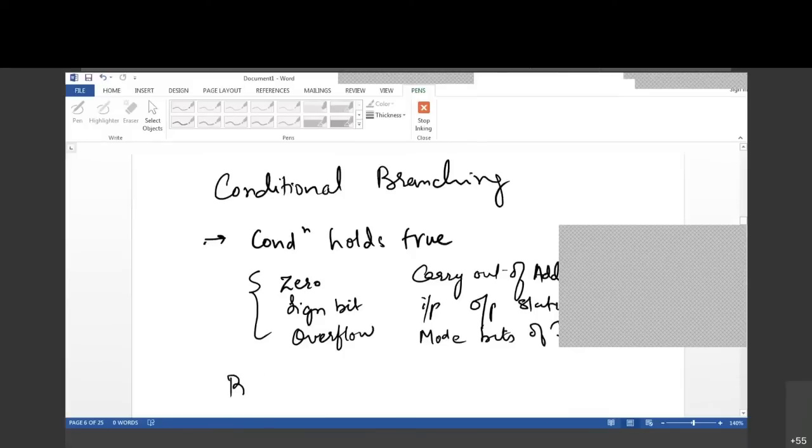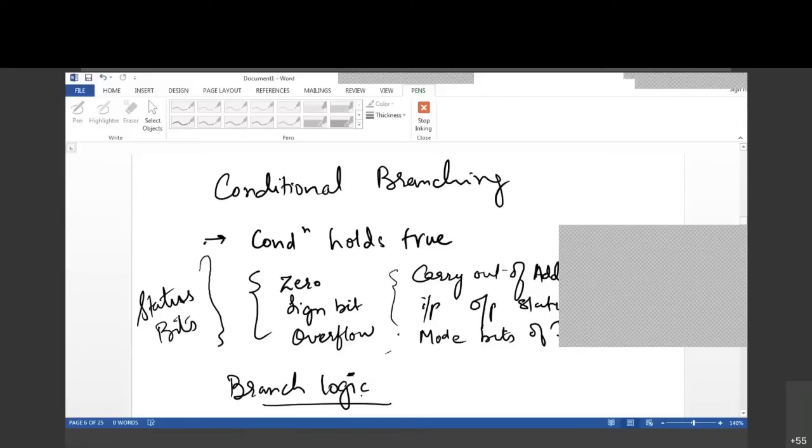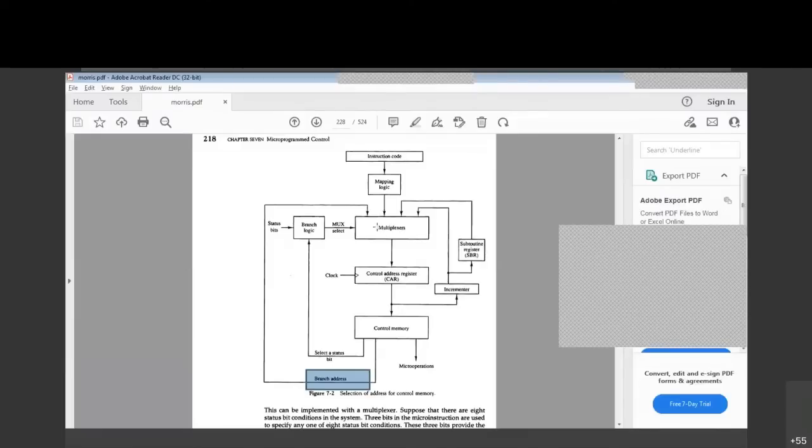Okay, so how does this checking take place? That is checked by the branch logic. It would decide whether to go to this particular location depending upon the condition, only if the status condition is satisfied. These are our status conditions. You have status bits, we'll be seeing every bit in detail, right? So if these status bits hold true, if they satisfy the condition, then that particular address is transferred to my multiplexer.